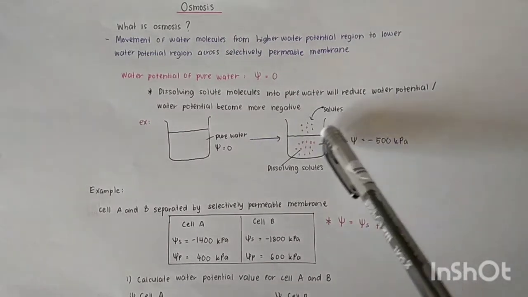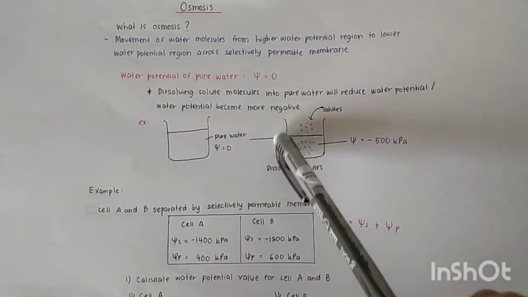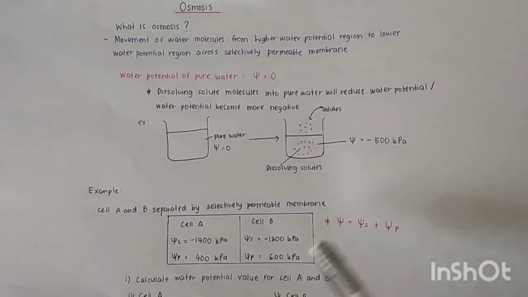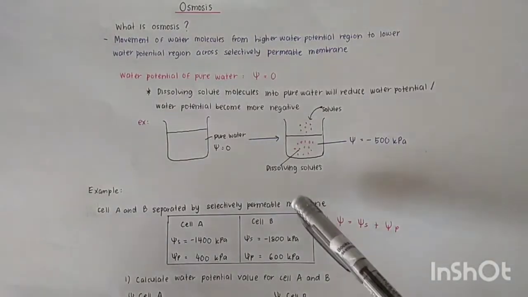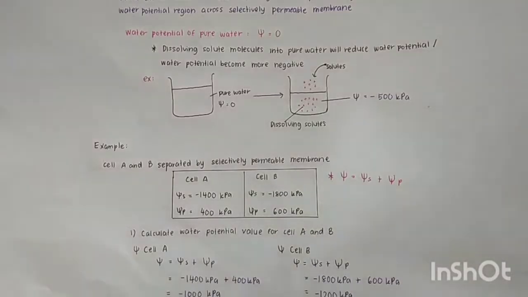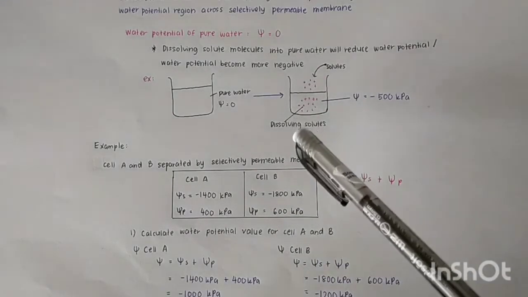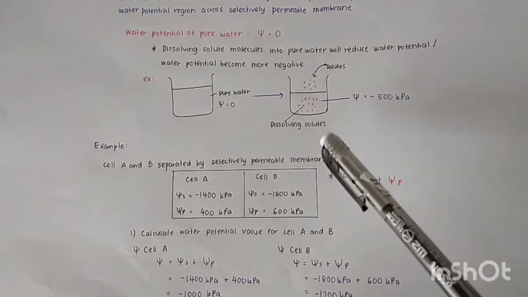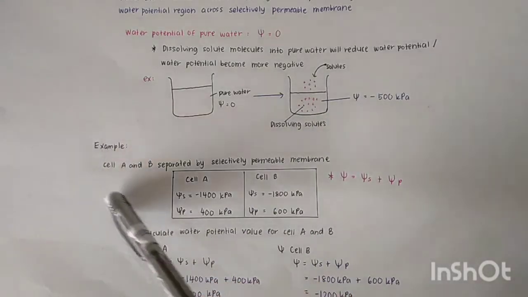So let's say for this one, the water potential of this solution, bila ada solute, dia akan jadi negative 500 kPa. Okay? So apa yang awak kena ingat adalah, the greater the solute concentration, it means the lower the water potential. Okay, so kita tengok example dekat sini.